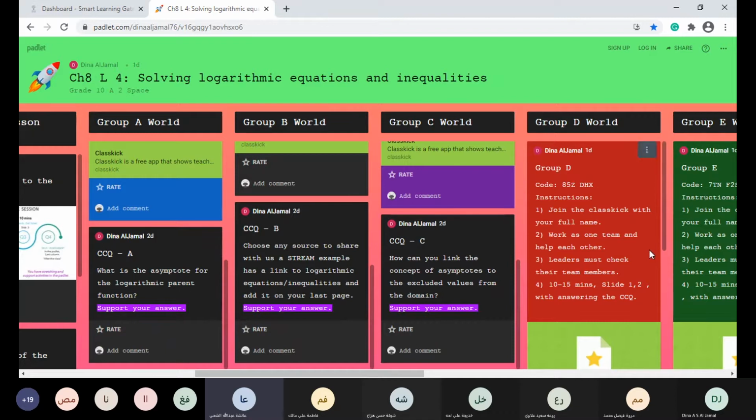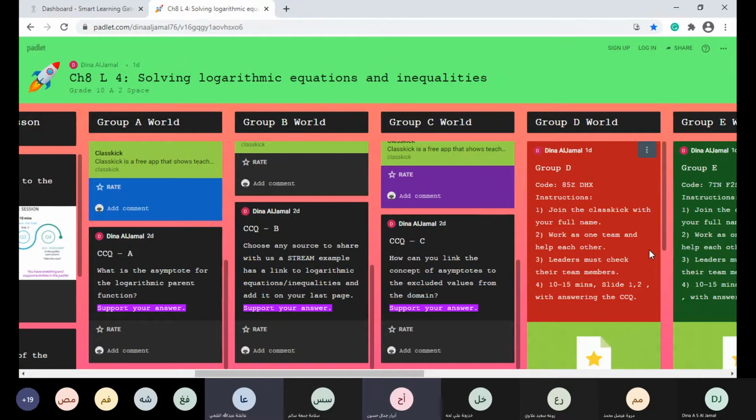So, Salama, how many minutes do you have for the first task? We have 10 to 15 minutes. And what are the slides you will be solving? Slide 1. Abrar, where will you put your answer for the CCQ question? In the Padlet under my group.